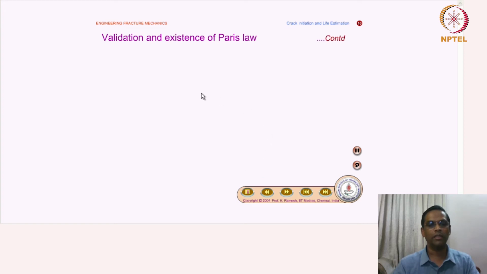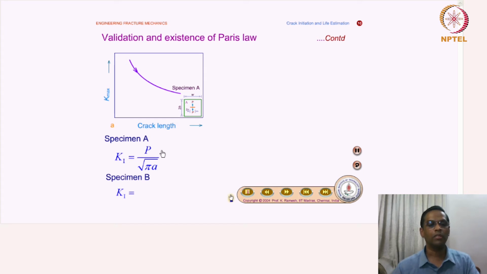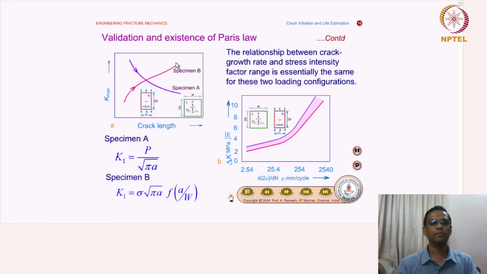Then they applied Paris law to their experiment and saw what they got, so that they could validate it. For specimen A, they took K max versus crack length, given by K1 equal to P by square root of pi a, which goes like this. And specimen B is K1 equal to sigma square root of pi a as a function of a by W, which goes like this. So in one case K max decreases, in the other case K max increases.